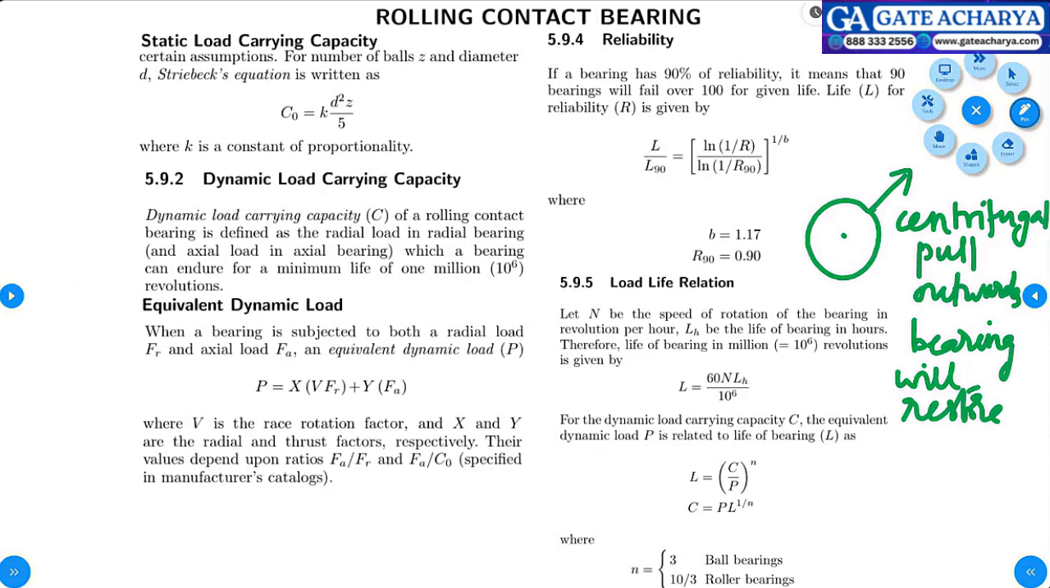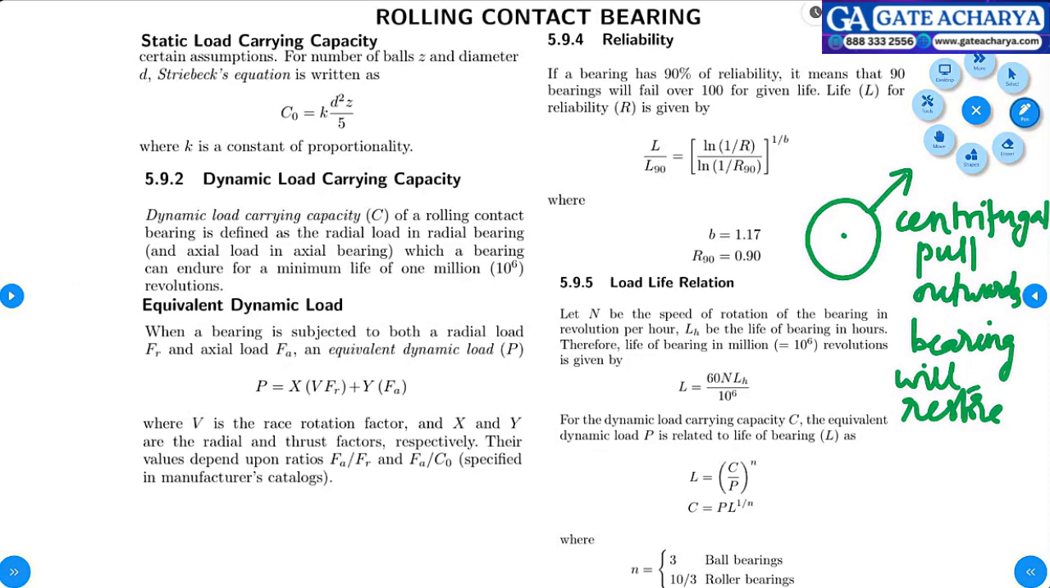This L is equal to 60 n LH by 10 power 6, which is nothing but life for 10 power 6 cycles. Therefore, life for how many hours? 10 power 6 is the standard value, the design value. And n is nothing but what we are going to operate. How many hours will it come? So for 10 power 6 cycles, what is the life? Therefore, for n revolutions, for n cycles, what is the life? LH. Like that we are calculating.